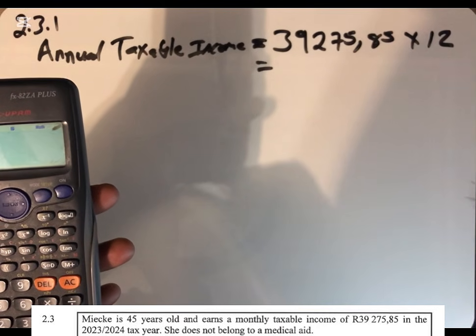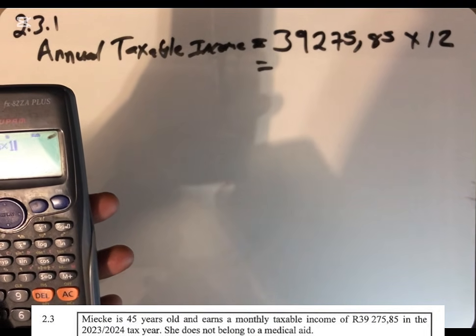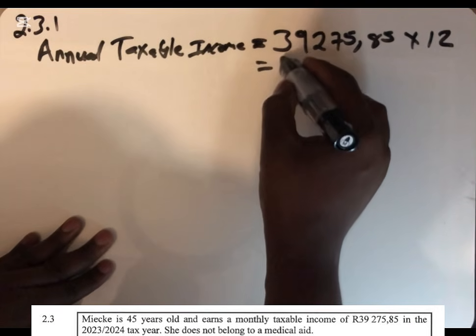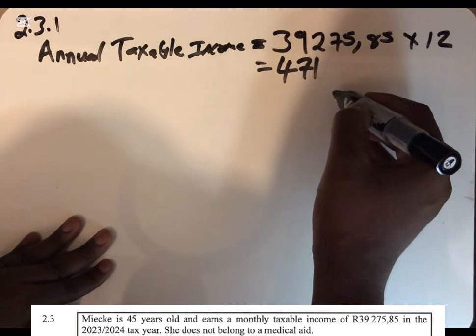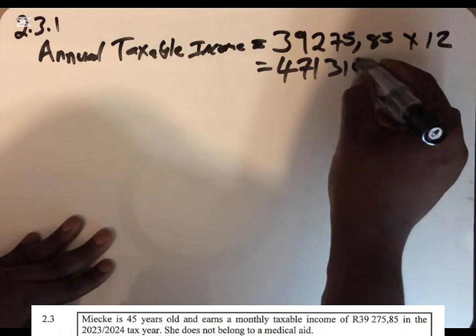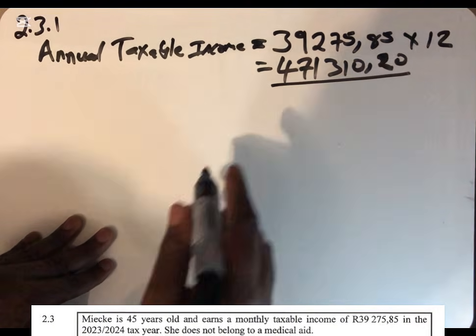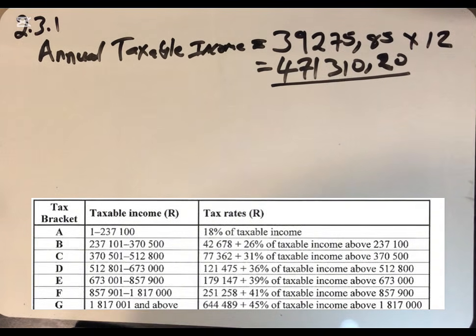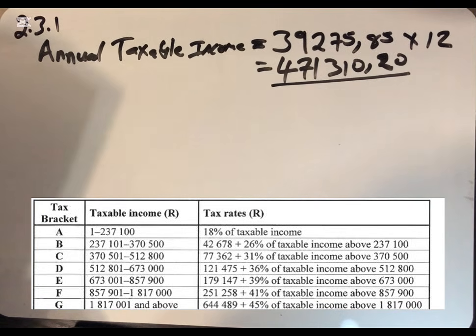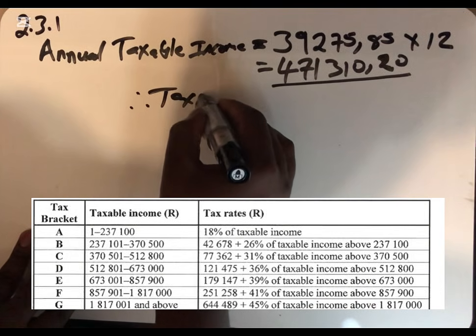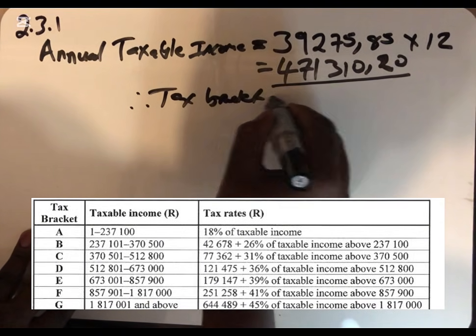39,275.85 multiplied by 12. In a year, this person is earning 471,310 rands and 20 cents. So if you go and check in the tax table here, where is this amount located? You can see that this amount is between 370,500 and 512,800, which is tax bracket C. Therefore, tax bracket C.